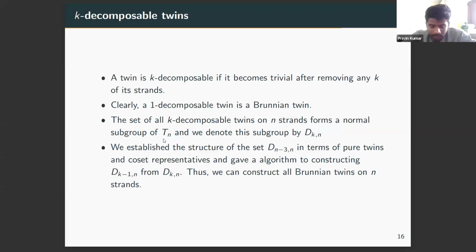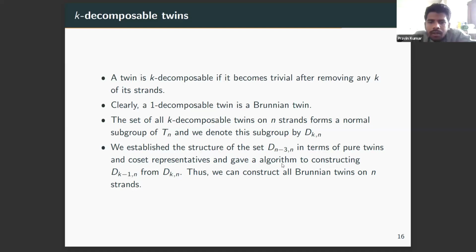In this direction, we then gave an enumerable construction to construct all Brownian twins, for which we need the following definition. A twin on n strands is said to be k-decomposable if it becomes trivial after removing any k of its strands. For example, the 1-decomposable twins are Brownian twins. The set of all k-decomposable twins forms a normal subgroup, and we denote the subgroup by D_{k,n}. Then we gave an algorithm to construct D_{n-3,n} in terms of pure twins and the coset representatives of pure twin groups.